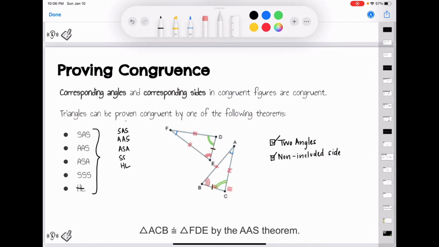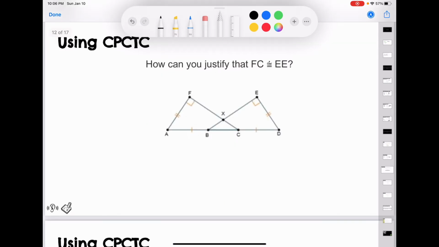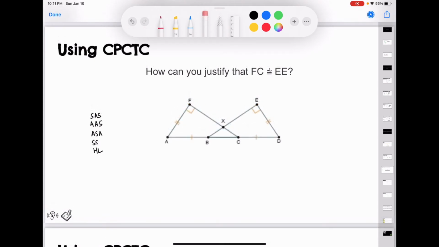Okay, let me transfer those over. Okay, so what can we use to justify that FC and DE are congruent to each other? Well, we could technically use many of these different theorems, but as you can see here, we are only told congruence about two sides and one angle.